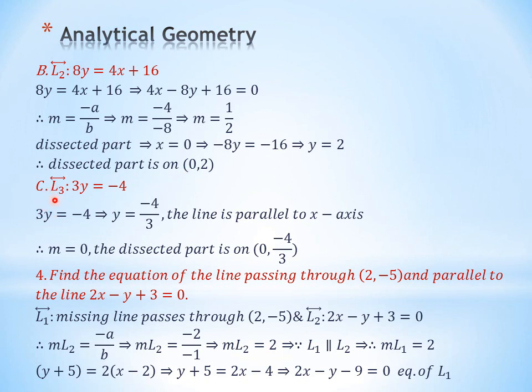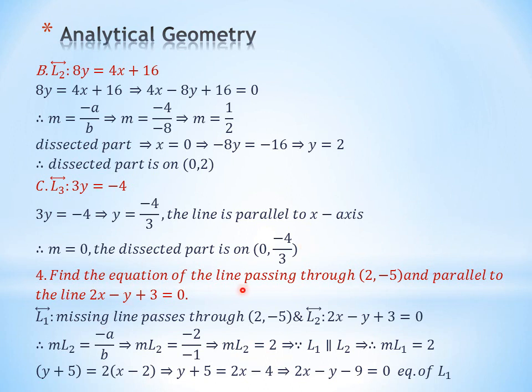On C, we have L3. The equation is 3y equals -4. But notice that there is no x here. So 3y is -4. That's y equals -4/3. So directly I say the line is parallel to the x-axis. Because if you graph it, then for any value of x, the value of y is constant. And that's why the slope of this line is 0, because it is parallel to the x-axis. And the intersection is going to be at the point (0, -4/3).